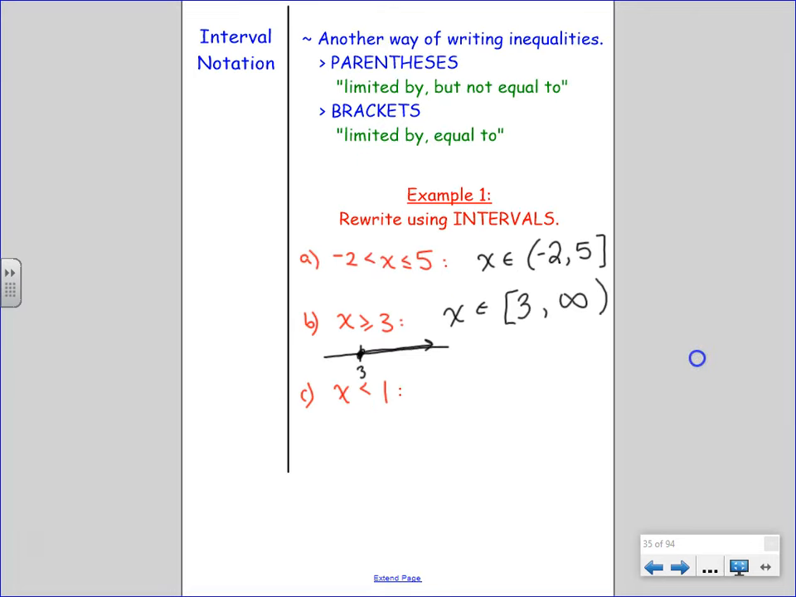Now, you guys try the bottom one. X less than 1. And just a hint, 1 should not be the first thing you write. 1's not how far left, 1 is how far right. 1 should not be the first thing you write, it should be the last. Besides notation.